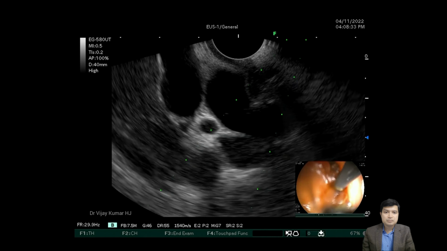then we deploy the metal stent across the guide wire. We deploy the biliary part of the stent and slowly withdraw, and then we deploy the duodenal part, partially covered stent, and you can see the free flow of greenish bile in the video.